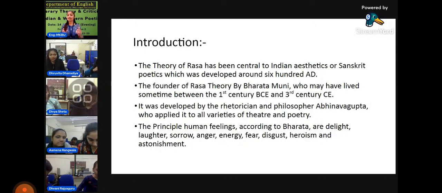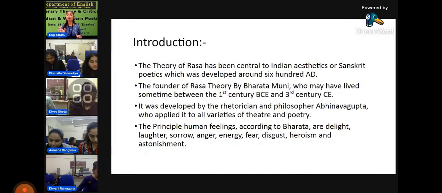The theory of Ras, also central to Indian aesthetics or Sanskrit poetics, developed around 600 AD. The founder of Ras theory is Bharat Muni, who lived sometime between the first century BCE and the third century CE. It was developed by the rhetorician and philosopher Abhinav Gupta, who applied it to all varieties of theater and poetry.